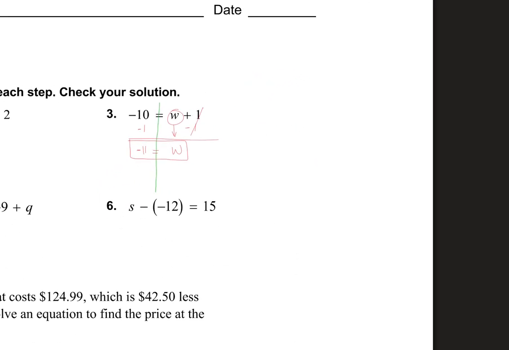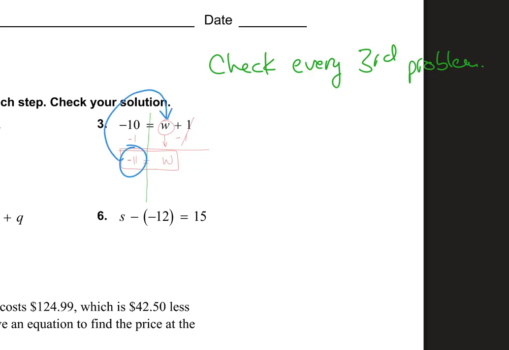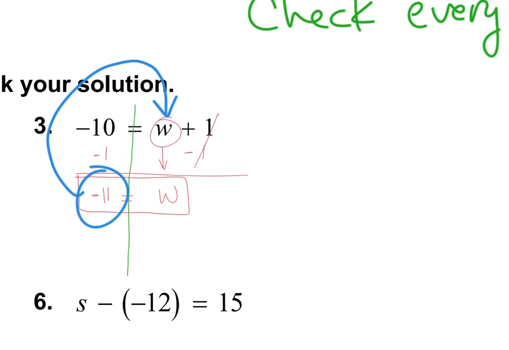Now, I know that I wrote on your pages to check every third problem. So let's do that. How would I do that? I'm going to take this negative 11 and I'm going to plug it in for w, because the idea was right here, you don't know this guy's name. Down here, you know his name. So you no longer have to refer to him as w. You can refer to him as negative 11.